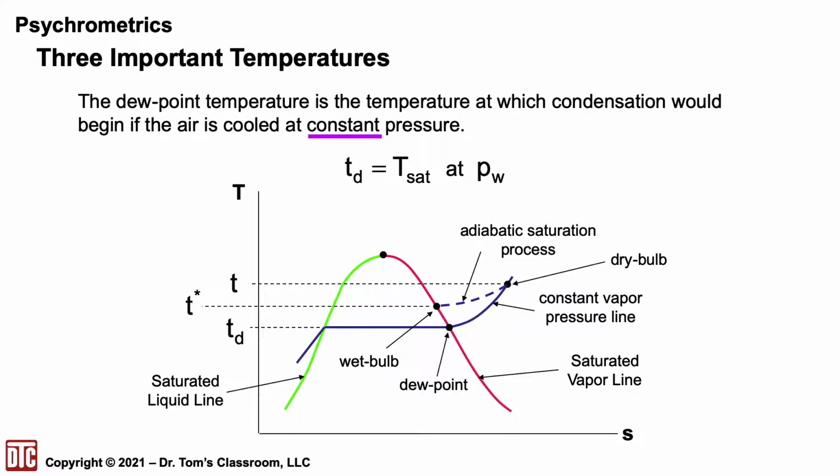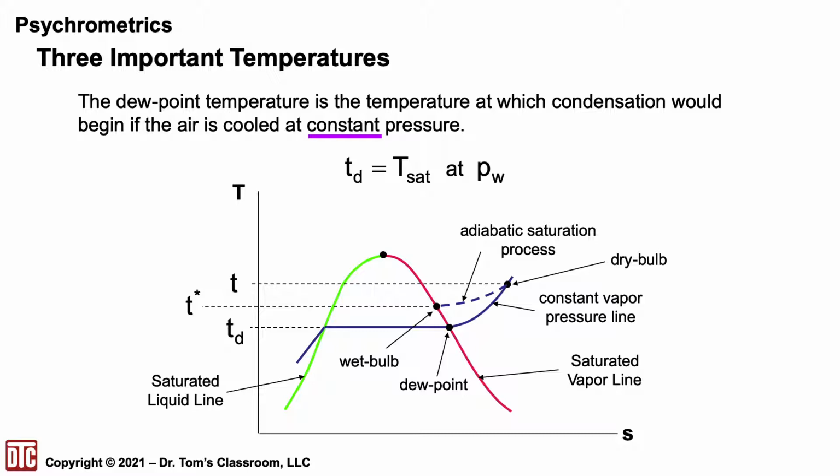I can also find the dew point temperature on this plot by following the constant pressure line down until it intersects the saturated vapor line. And that temperature, where that intersection occurs, is known as my dew point. Now that's the thermodynamic way to find dew point.